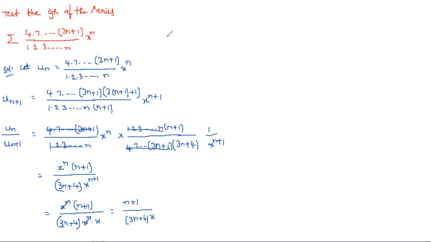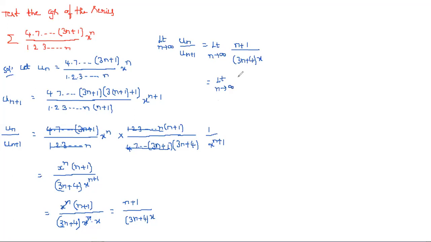Now we need to apply the limit. So limit n tends to infinity, un by un plus 1 is equal to limit n tends to infinity, n plus 1 by 3n plus 4 into x. We should not substitute the limit directly here. Why? Because if you substitute directly, you'll get infinity by infinity, that is an indeterminate form.